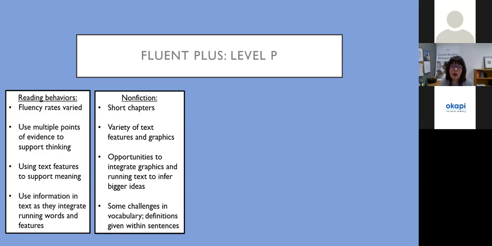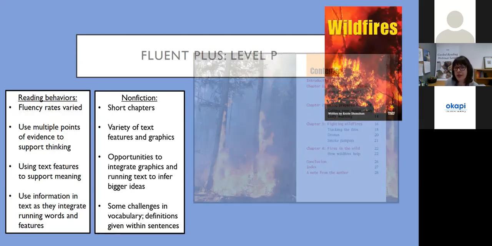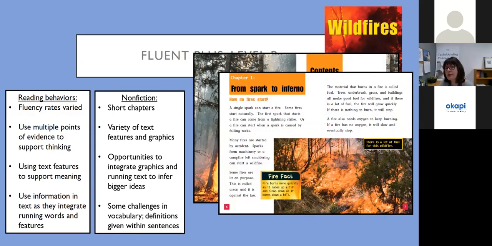And then also offering them some challenges in vocabulary, so that I can help them to see different ways that they can figure out definitions, not only using graphics like a glossary, but also learning to look for definitions within a text. Wildfires is a book that does that really well. It's a book that, for example, defines words. For example, this is called arson on page 6 at the bottom. This is called arson and it's against the law.